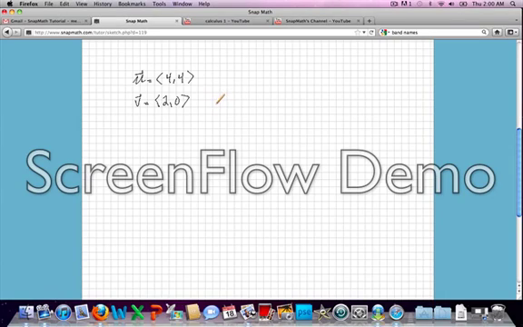Today we're going to be finding the angle between two vectors, u and v. And to do that, we're going to be using our dot product. And our dot product tells us that u dot v is equal to the magnitude of u times the magnitude of v times cosine theta.